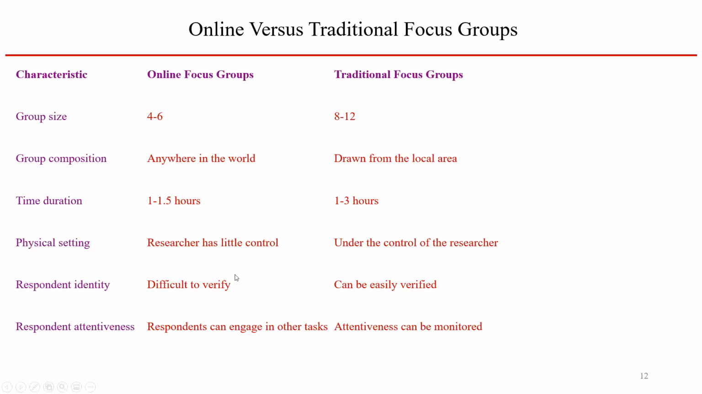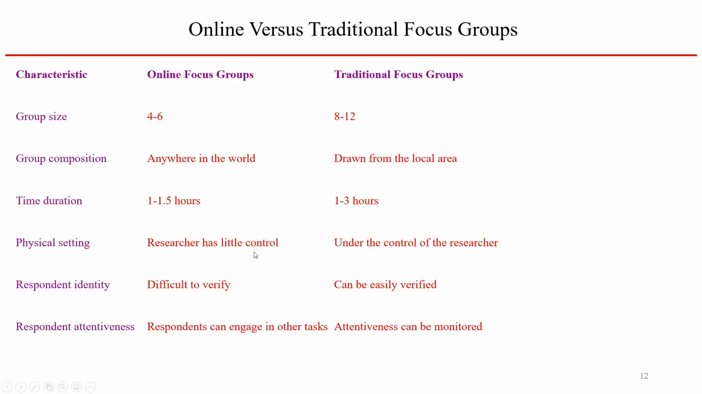Okay, so normally this is a comparison. One is called numbers. Mostly online will be fewer compared to offline or physical focus group discussion. So the advantage here is anywhere we can conduct. Okay, here you have to call them physically, and that is a disadvantage. So for duration, you have to keep it shorter for online, and offline you can keep more time.